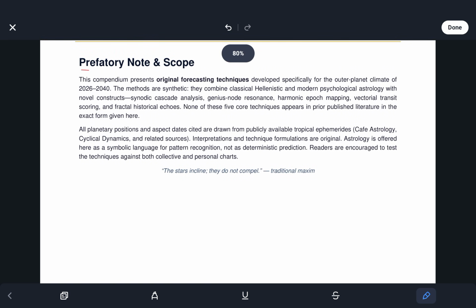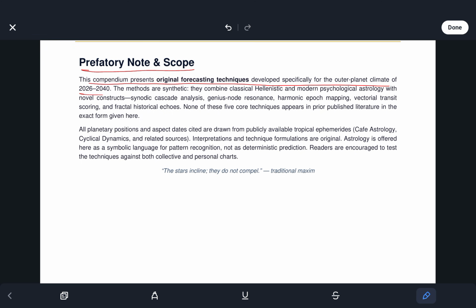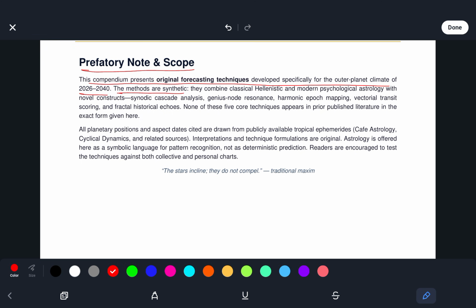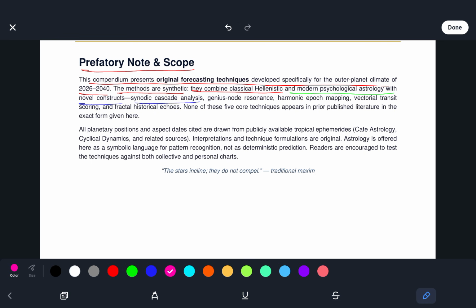So here is a quick prefatory note and scope. This compendium presents original forecasting techniques developed specifically for the outer planet climate of 2026 through 2040. The methods are synthetic. They combine classical, Hellenistic, and modern psychological astrology with novel constructs: synodic cascade analysis, genius node resonance, harmonic epoch mapping, vectorial transit scoring, and fractal historical echoes. None of these 5 core techniques appears in prior published literature in the exact form given here.